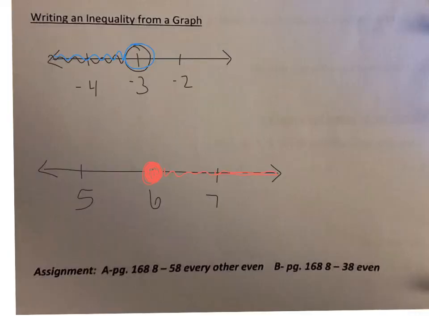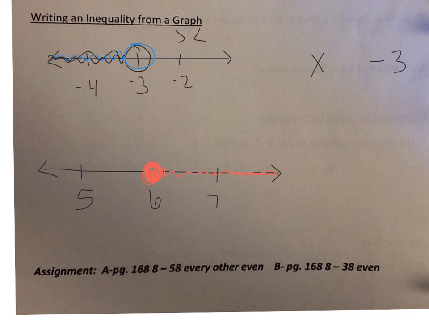All right, last thing is to take a graph and write the inequality. Okay, first of all, we know that the value where the open circle is, is -3. And we're going to be comparing some variable with -3. Now we notice it's an open circle, so it's just going to be less than or greater than. And since it's shaded to the left, we need less than. So this graph is all numbers less than -3.